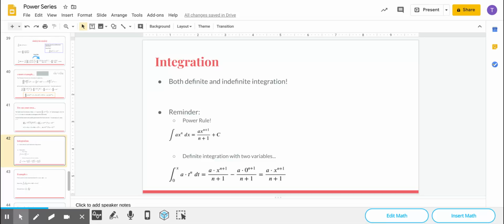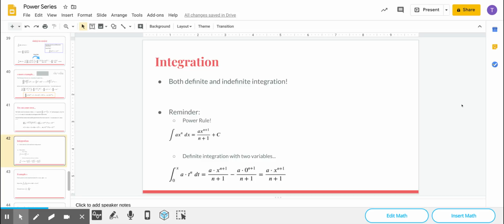Okay, so let's go into integration. What we will see is both definite and indefinite integration. There are times where you'll definitely be able to just leave a plus c there for indefinite integration. In that case, it's really nice and easy because, again, you're just using the power rule, right? So here's your reminder, right? You add 1 to the exponent and divide by that same exponent, and then you have your plus c.